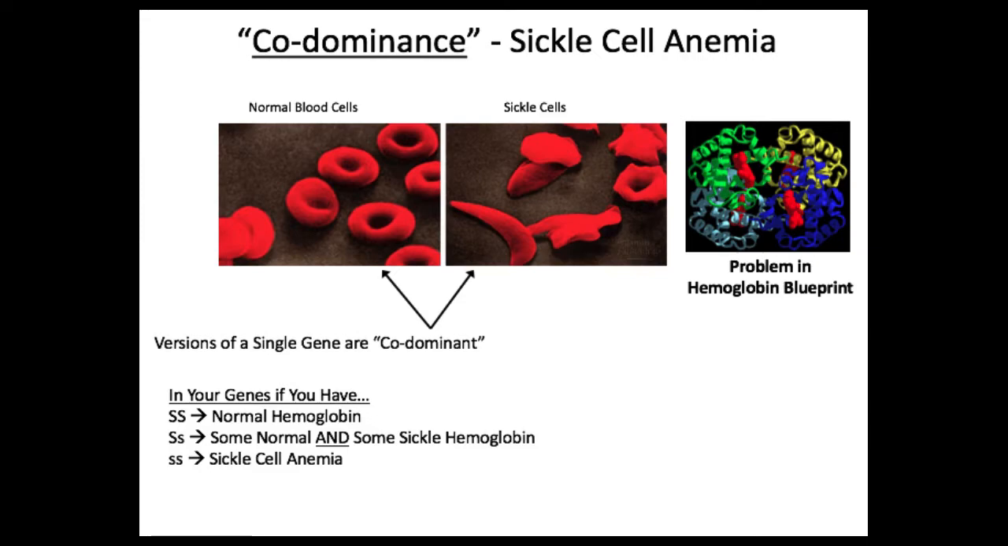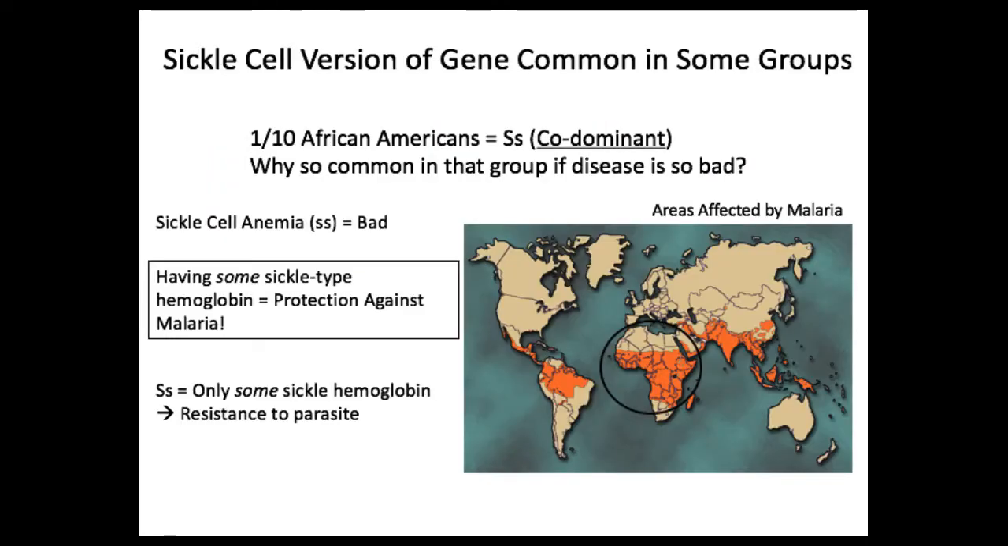But check out the heterozygous individual. The heterozygous individual has the big S and the little s in their genotype, which means they have some normal red blood cells and some sickled red blood cells in their blood. That's why we call this codominance, because both are expressed side by side. This actually gives some populations a selective advantage. For example, we find this sickle-celled codominant trait in 1/10 of African Americans.